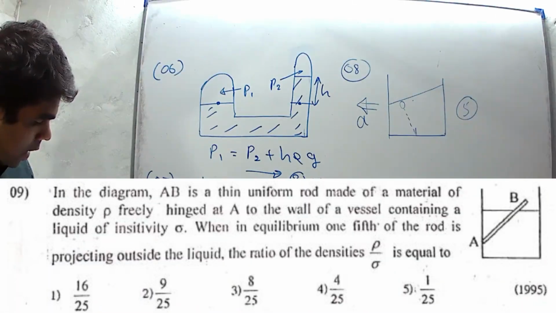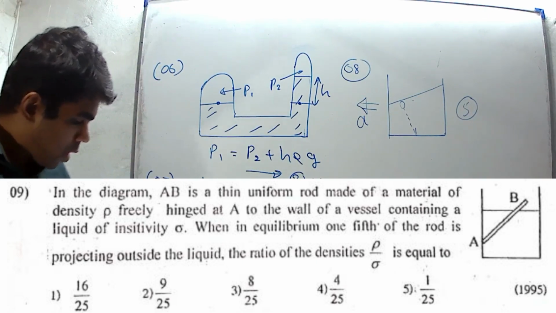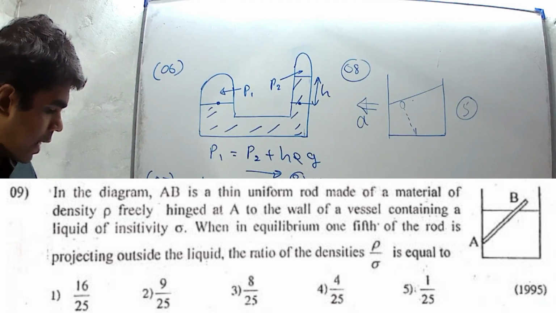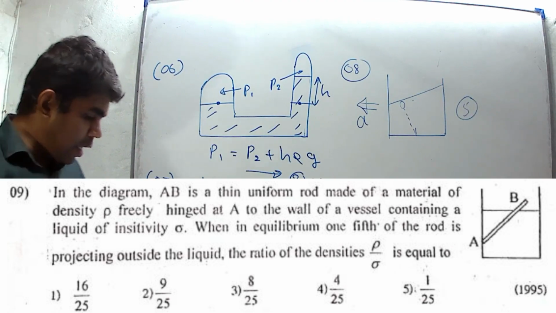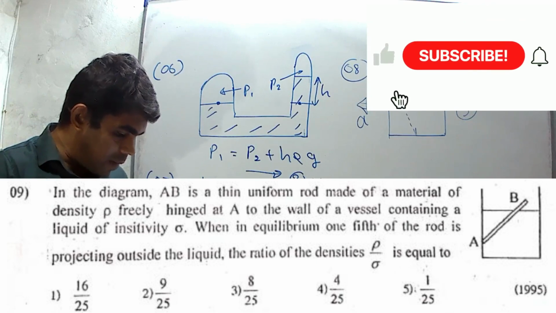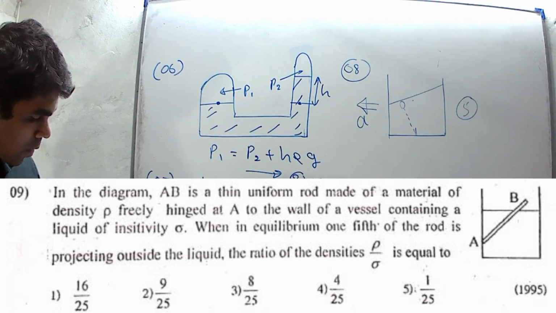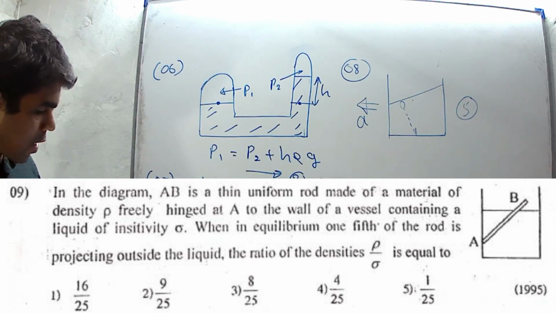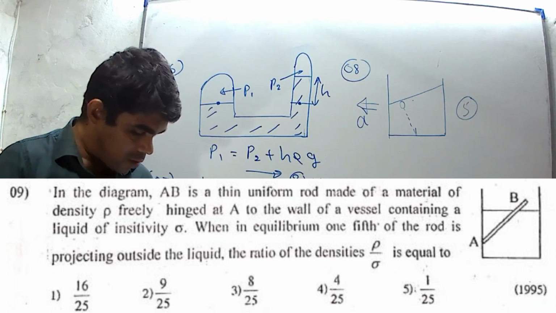Question number 9. In the diagram, AB is a thin uniform rod made of material of density rho, freely hinged at A to the wall of a vessel containing a liquid of density sigma. When in equilibrium, 1/5 of the rod is projected outside the liquid. Find the ratio of density rho divided by sigma. In this question, the sigma value should also be density, not sensitivity.